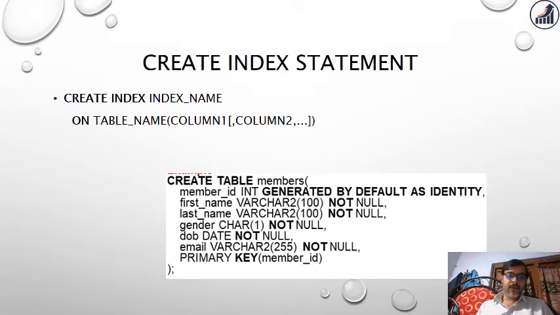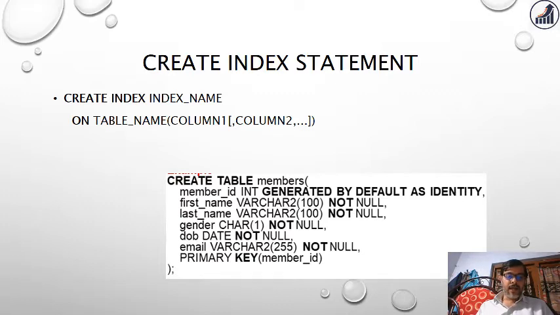By default, the create index statement creates a B-tree index. When you create a new table with a primary key, Oracle automatically creates a new index for the primary key columns. Unlike other databases, Oracle does not automatically create an index for the foreign key columns.